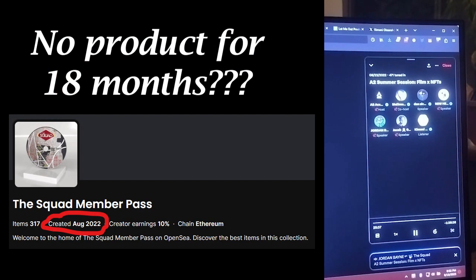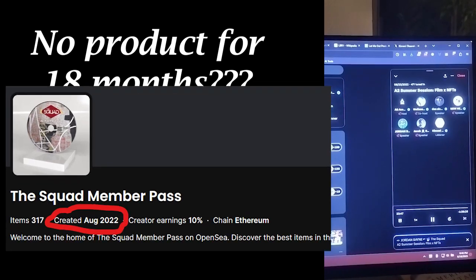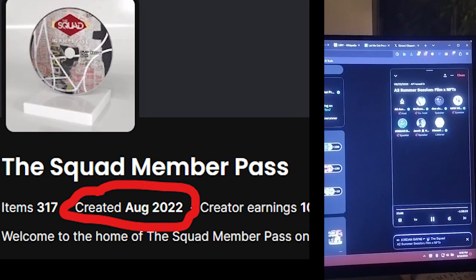After 18 months, we're dropping our squad member pass tomorrow. And in October, we are really trying to make a seminal moment with the Film 3 Summit. And I founded the NFT Film Squad in February 2021.